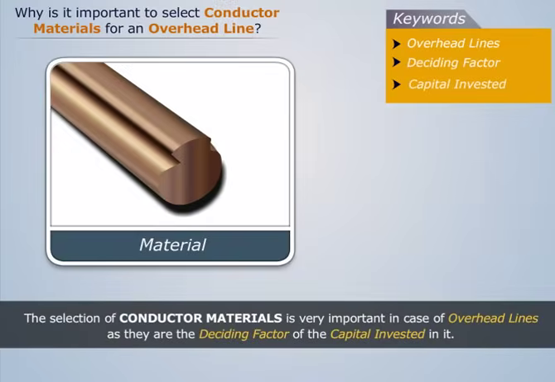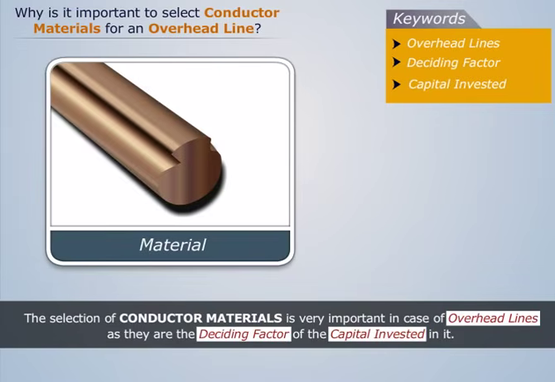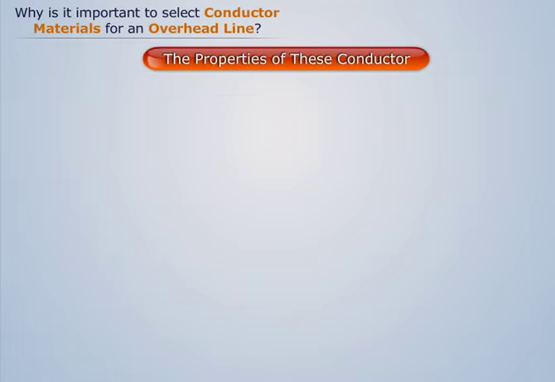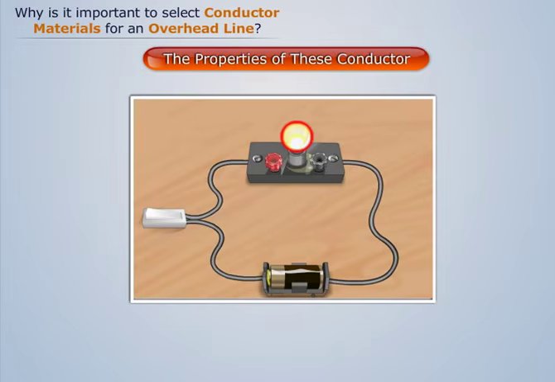Thus, the selection of conductor materials is very important in the case of overhead lines, as they are the deciding factor of the capital invested in it. Here, we'll discuss some of the properties of these conductor materials used for transmission and distribution. It must be of high electrical conductivity.